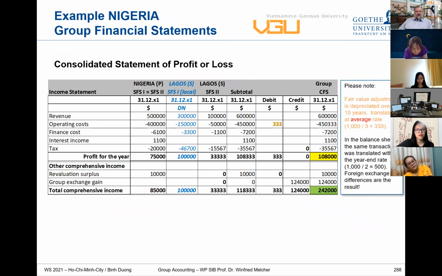Okay, so then we can insert our numbers into the consolidation table for the income statement. And again, I have added this additional line in dinar to make it a little bit clearer, but please make sure that you only add up the black figures. So we have a revenue of the parent and a revenue of the subsidiary. The subtotal is 600.